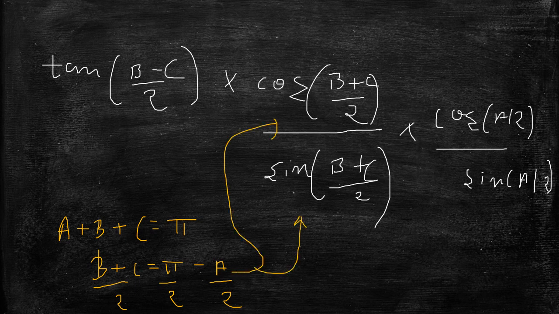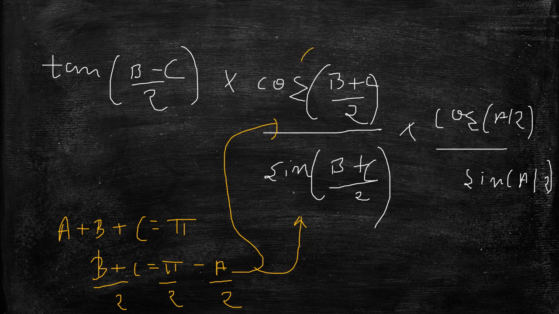So this will be cos of (pi by 2 minus A by 2), and this will be sine of (pi by 2 minus A by 2). Now what is cos of 90 minus theta? Cos of 90 minus theta will be sin theta. So here cos (pi by 2 minus A by 2) will be sine of A by 2.